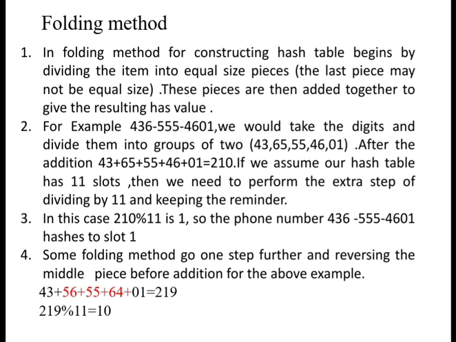If we assume our hash table has 11 slots, we need to perform an extra step of dividing by 11 and keeping the remainder. In this case, 210 mod 11 gives rise to 1. 1 is the value assigned to our telephone number 436554601. It hashes to slot value 1. Some folding methods go one step further and reverse the middle pieces before addition. For the above example, the red marked numbers have been reversed. That gives rise to 219, and with a slot size of 11, it gives rise to 10. 10 is a different value from 1.